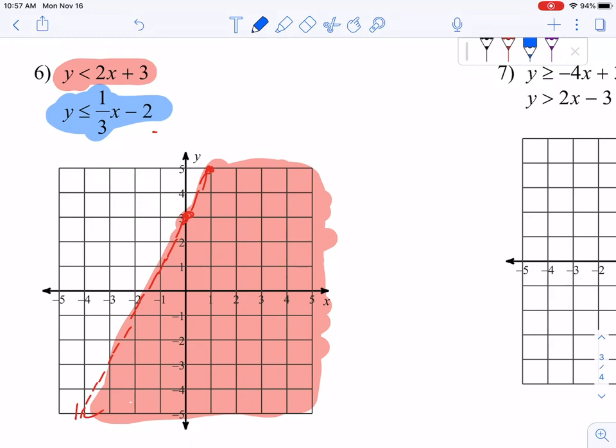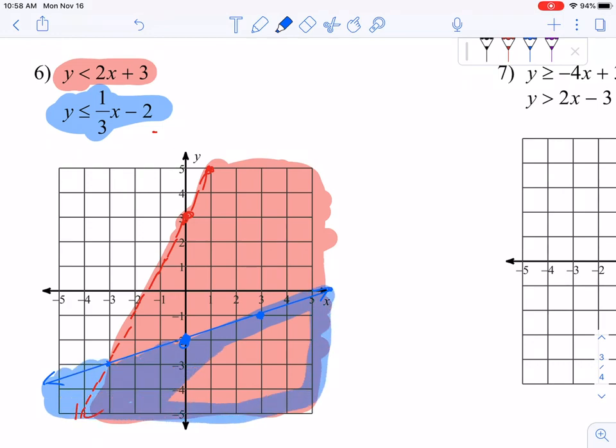I'm beginning at -2. I'm counting up 1, right 3. And I'm going to use a solid line on this one because it is equal to. So that means any points that are on the line are also included in my solution or can be used. Y is less than, so I'm shading everything below this line.